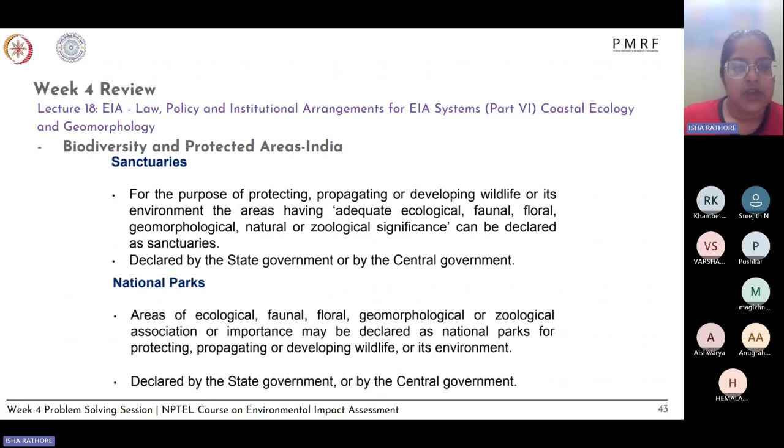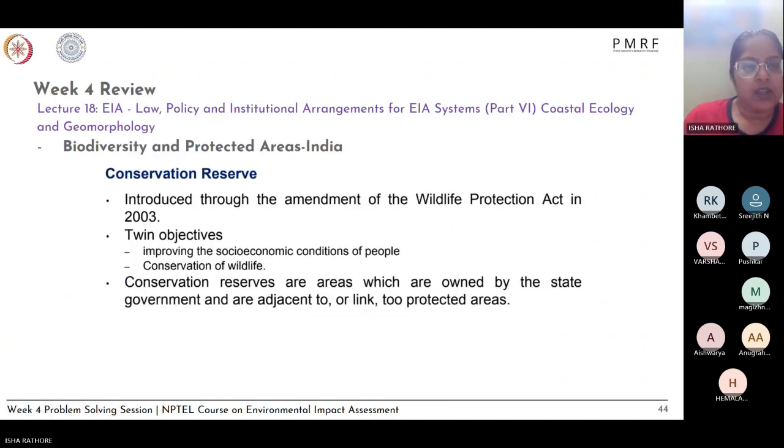So they are declared as national parks for protecting, propagating, or developing wildlife or its environment. They are again declared by state government or by central government. The difference is that sanctuaries have an adequate significance, whereas national parks have a much higher significance compared to sanctuaries. Then we also looked at the Conservation Reserve, which was introduced through the amendment of the Wildlife Protection Act in 2003. It had two objectives: improving the socio-economic condition of people and the conservation of wildlife.